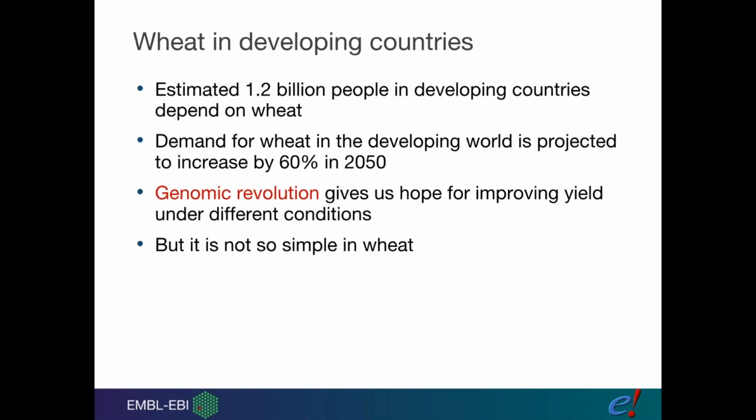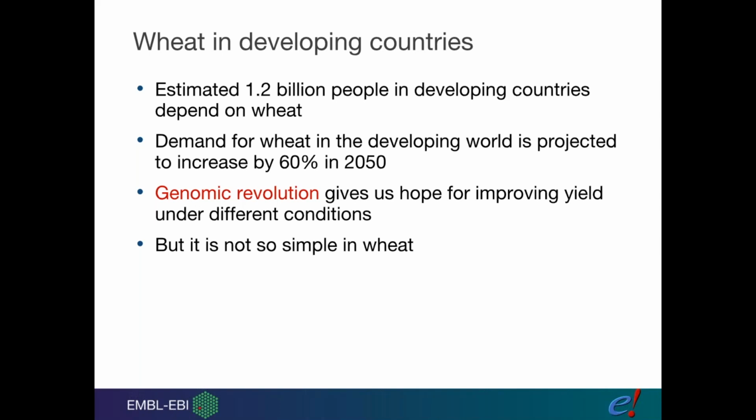And it's important in developing countries. So there's 1.2 billion people who depend on wheat for sustenance and for their livelihoods. And the demand is projected to increase. So with the population increase in the developing world, it's thought that this will increase by 60% in 2050. But the genomic revolution gives us hope. We can improve yield under different conditions. We can, to be a little bit over the top, feed the world.